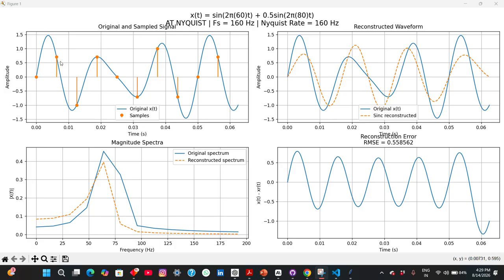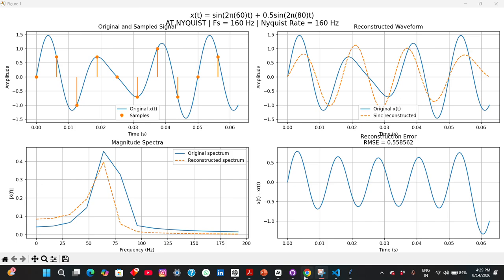Now we can see this is the original signal, and this is the signal we should get in the output, but we will get it like this. So again we are getting noise. So this is the magnitude spectrum. Reconstruction error is 0.558562. This is the error.